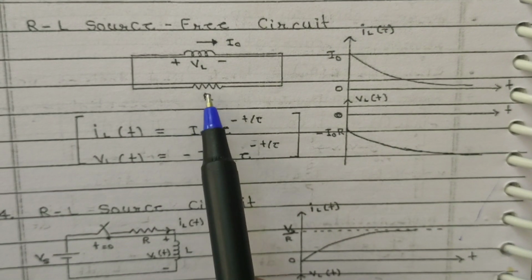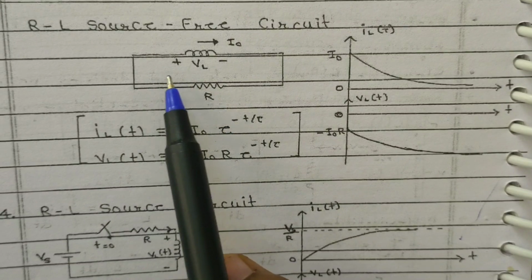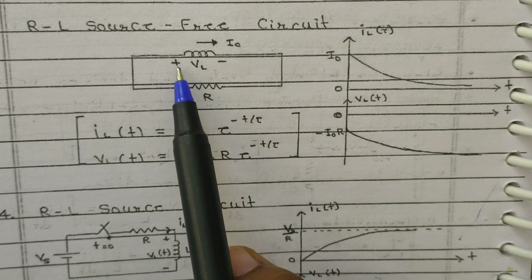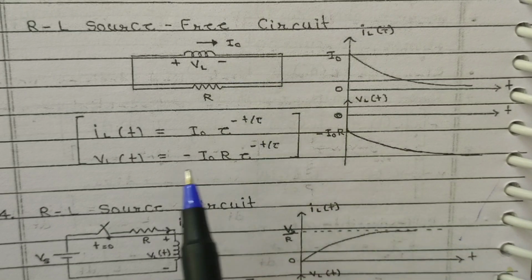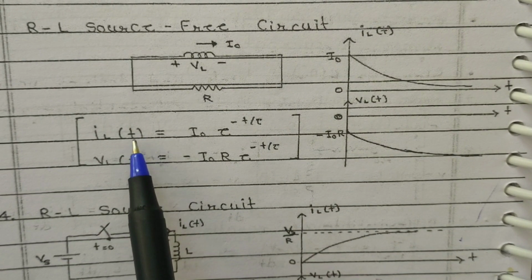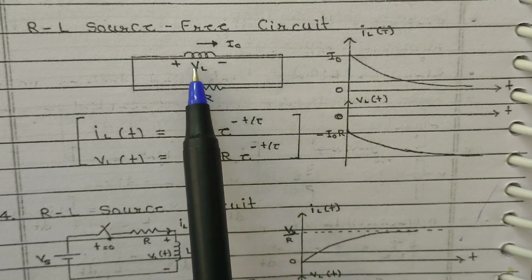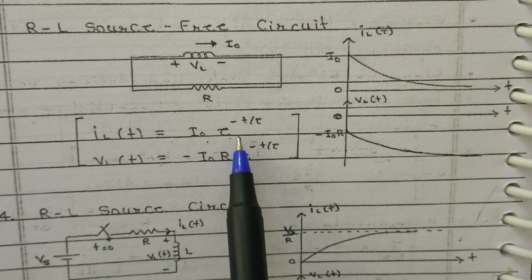Now we can see the RL source-free circuit. In this, the resistor and inductor are placed parallel to each other. The current enters through the positive terminal of the inductor and leaves through the negative terminal. Here the current equation can be written as IL is equal to I0 e power minus t by tau, where I0 is the current entering the inductor.